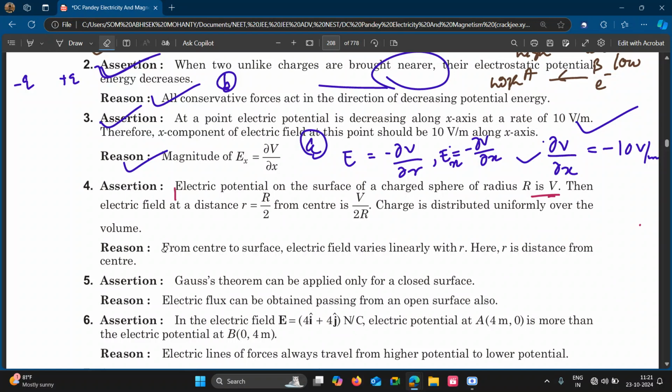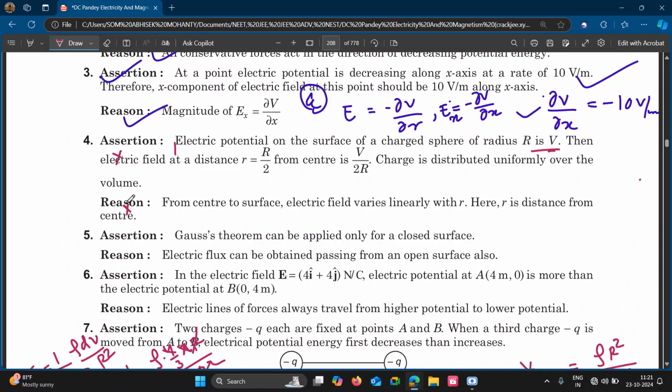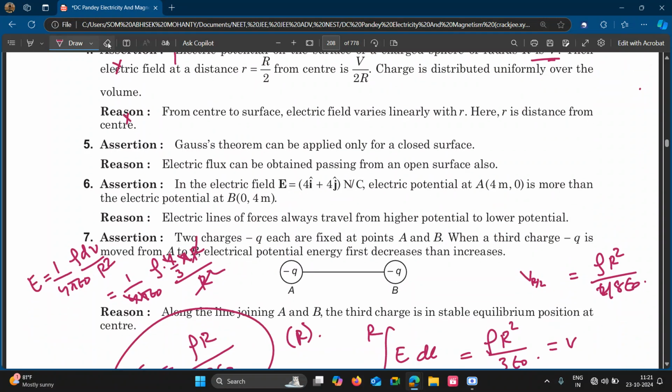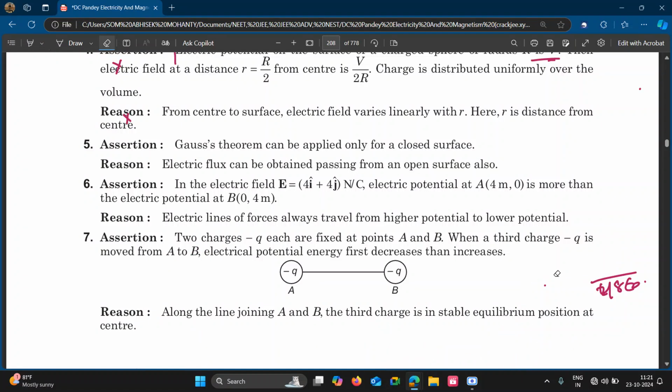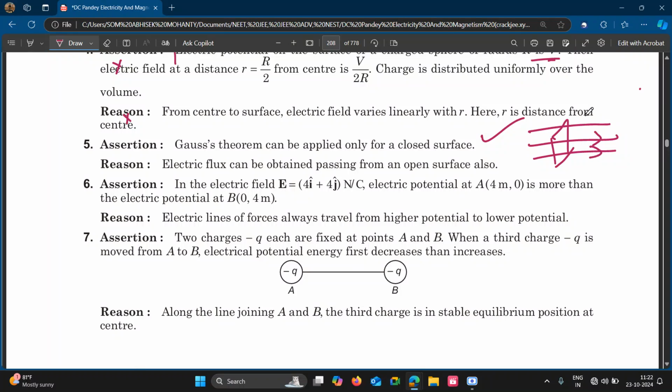Okay. Next question. Gauss theorem can be applied only for a closed surface. Yes, that's true, because we won't be able to apply it for an open surface. It has to be closed. Electric flux can be obtained passing through an open surface also. See, this is correct. Electric flux can also be obtained for this.